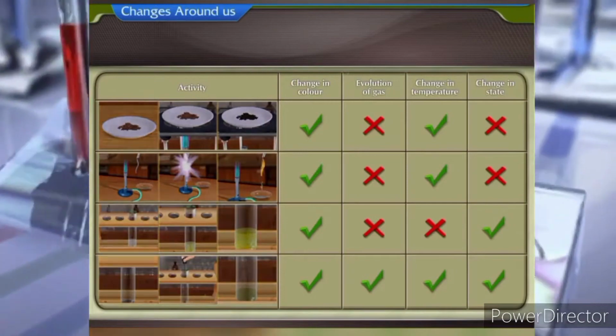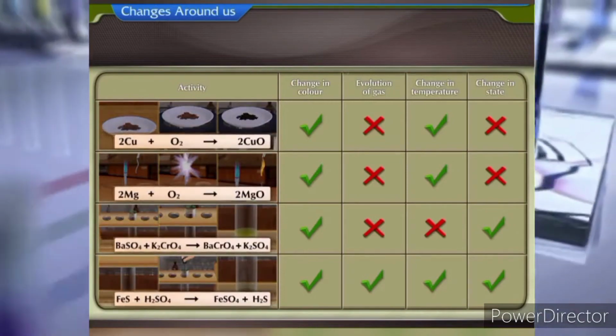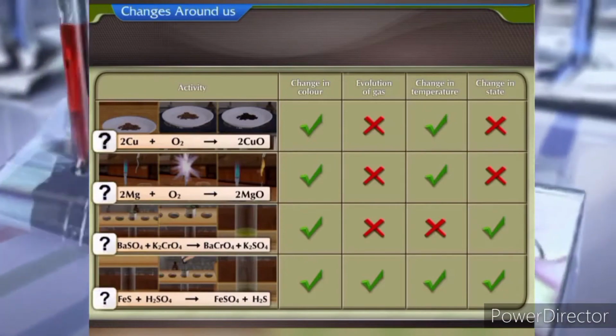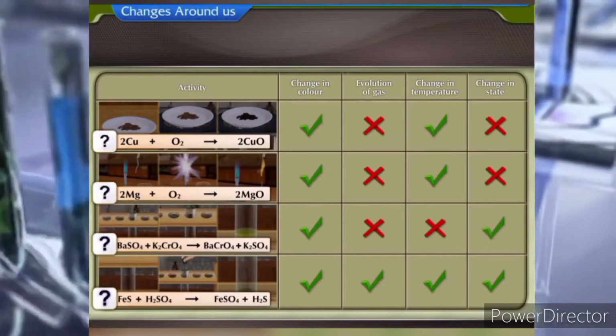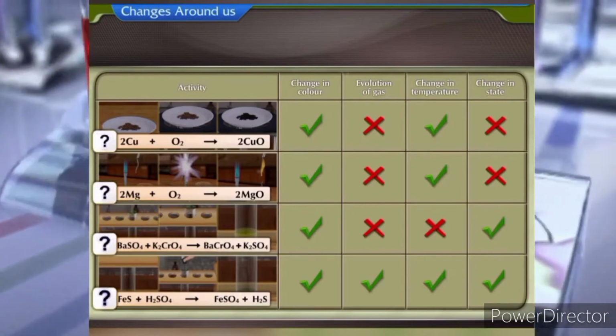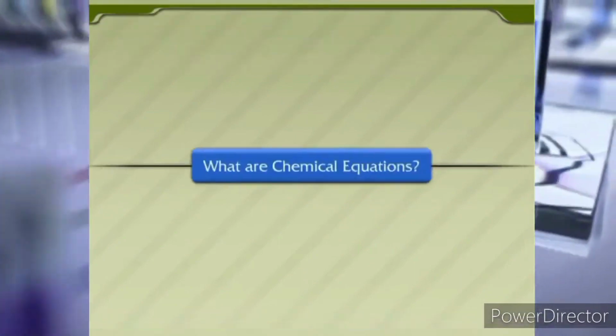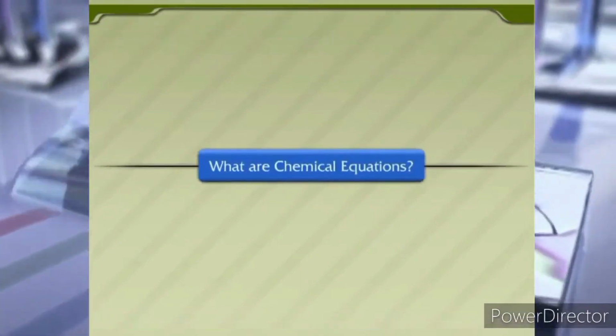Every chemical reaction is represented by a chemical equation. Let us understand what is a chemical equation and why it is necessary to represent chemical reactions in the form of chemical equations. What are chemical equations?